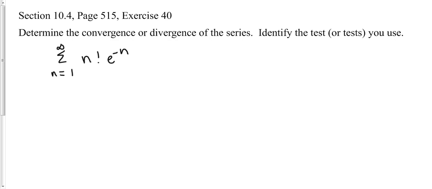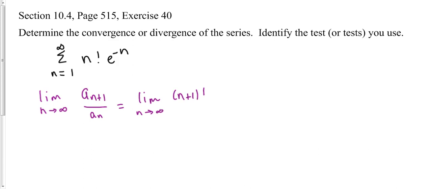So I'm going to start with that, and that tells me that I'm going to take the limit as n goes to infinity of the n plus 1 order term divided by the nth order term. So I'm going to have the limit as n goes to infinity of n plus 1 factorial times e to the negative n plus 1, divided by n factorial times e to the negative n.